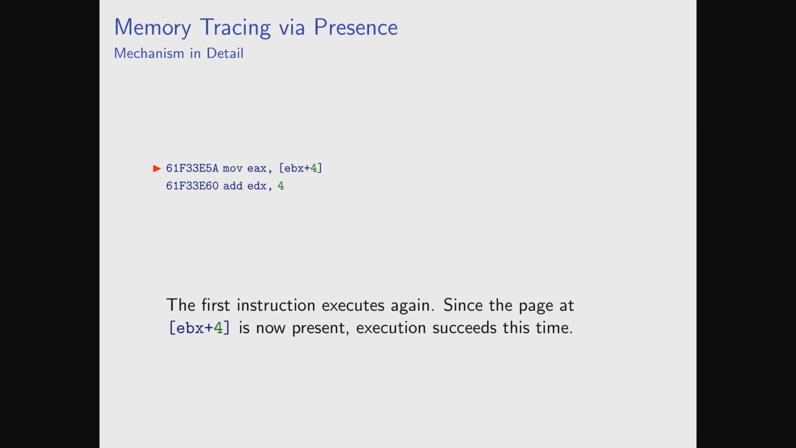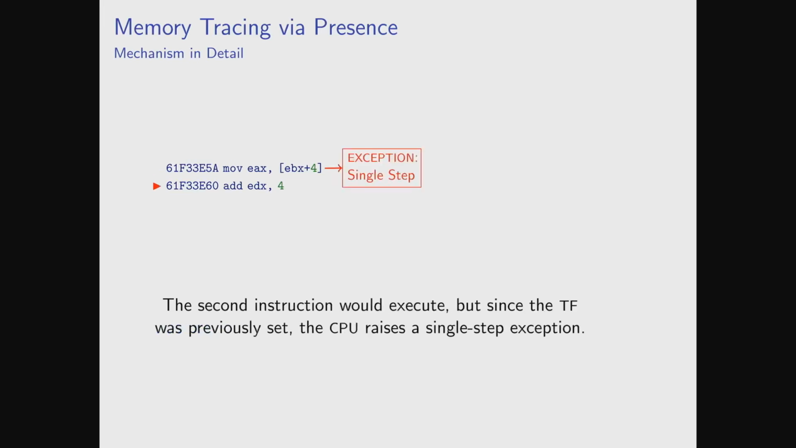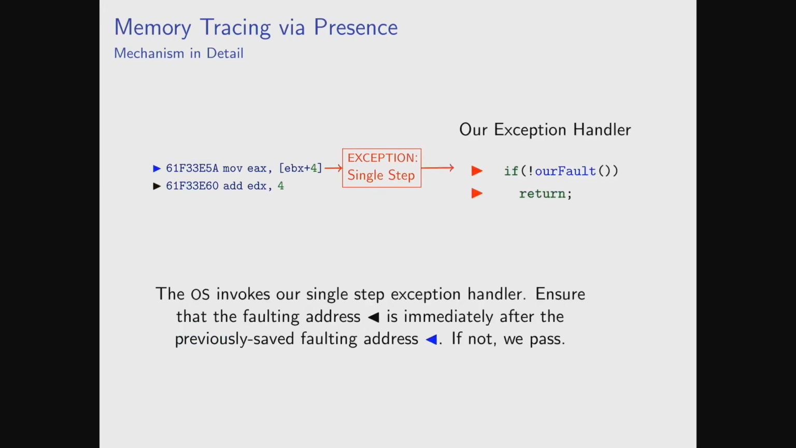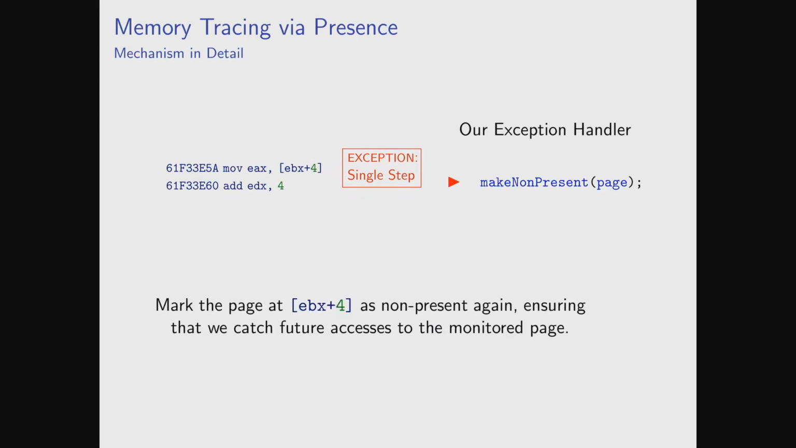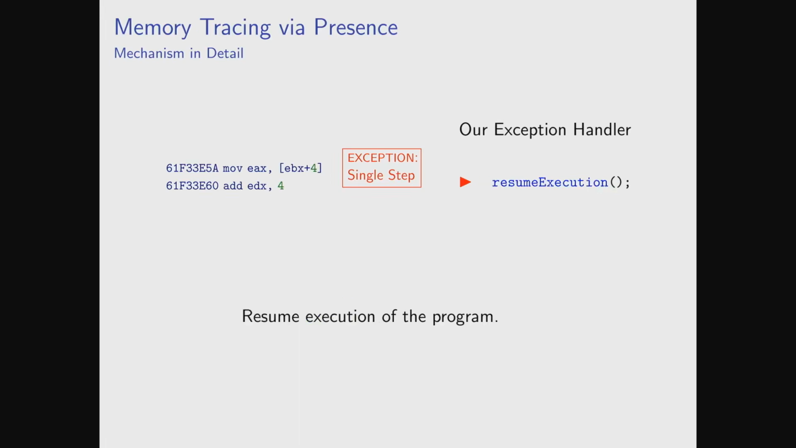Now we're back trying to execute the program again. The structure access succeeds this time because that memory is marked as present. But since we set the trap flag, now the subsequent instruction faults. So back in our exception handler, we see if this is a single step exception immediately after the last instruction that we saw, i.e. is this our fault? If not, pass it off to the next handler in the chain, otherwise process it. So now we make the page non-present again so that on subsequent accesses, we'll catch them. And then just resume execution.